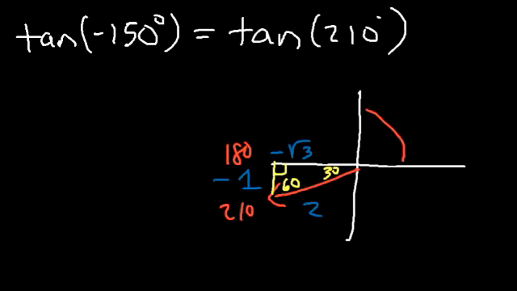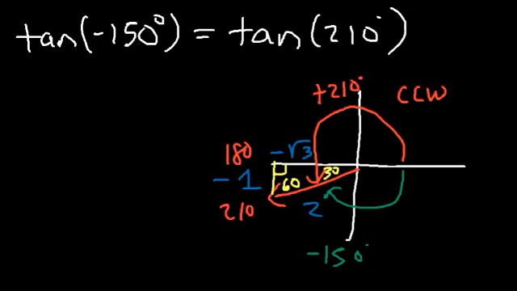Positive 210 is 210 degrees going this way. A positive angle rotates counterclockwise, in the opposite direction of a clock. Negative 150, you need to go the other way. This is negative 150. Notice that you end in the same location. Negative 150 is a clockwise rotation. It follows the direction of a clock. But these two angles, you can see that if you add negative 150 plus 360, you get 210. So it looks like a full circle.